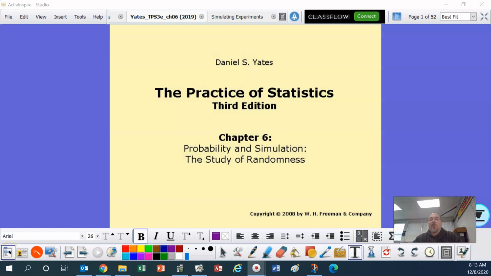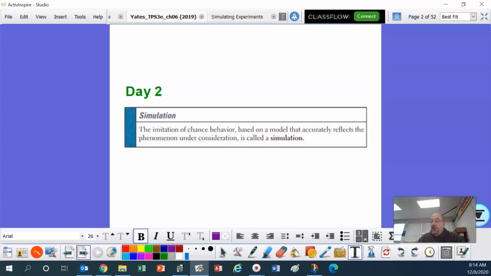Hello, ladies and gentlemen. Welcome back to day 2 of chapter 6.1 on probability and simulation, the study of randomness. Now, I'm going to do some more examples of simulating some problems. Remember what simulation is: the imitation of chance behavior based on a model that accurately reflects the phenomenon under consideration is called simulation.